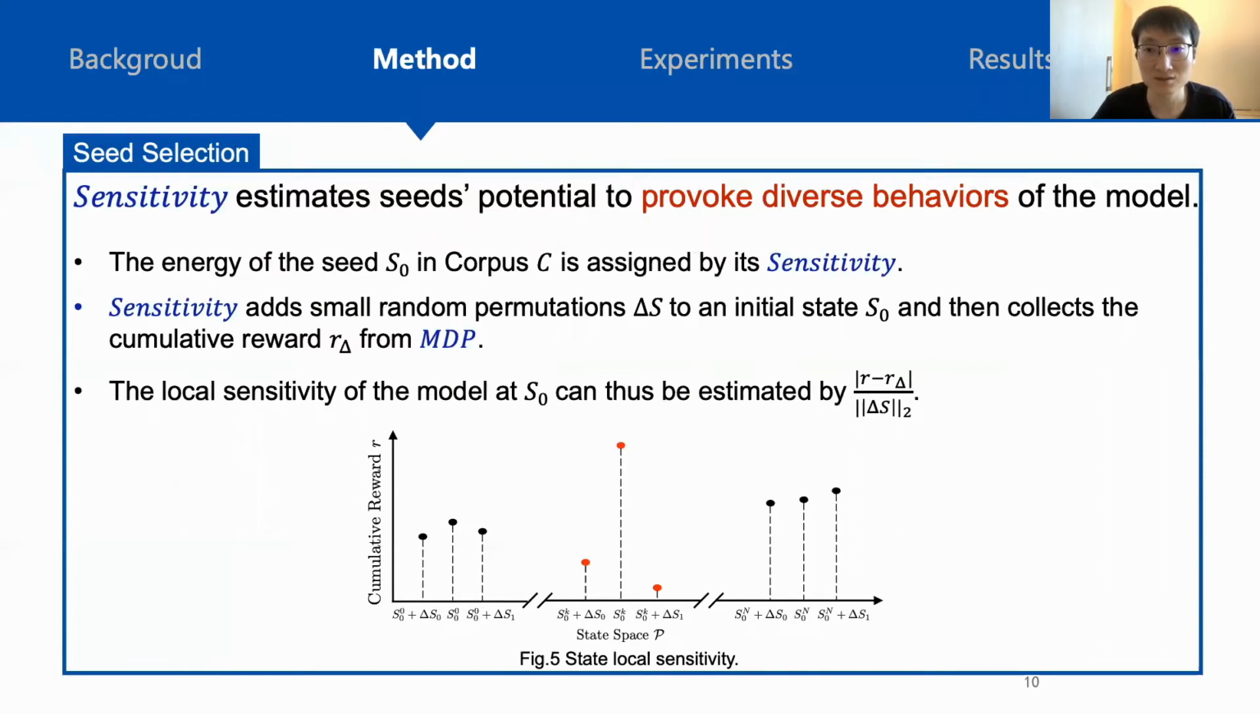Let's look into the first component of MDPFuzz. Sensitivity computes the local sensitivity of the cumulative reward with respect to the changing of the initial state. It estimates a seed's potential to provoke diverse behaviors of the model. As shown in Figure 5, we are more interested in the initial states of the red points, whose sensitivity is relatively higher. And a small modification of the initial states will induce very large reward changes. Thus, we assign more energy to the seeds with higher sensitivities, and these seeds are more likely to be selected during fuzzing.